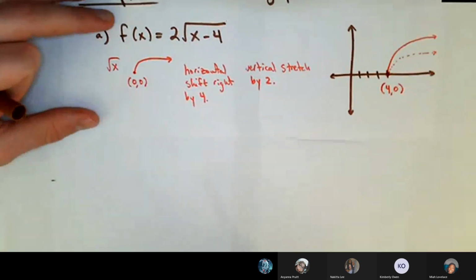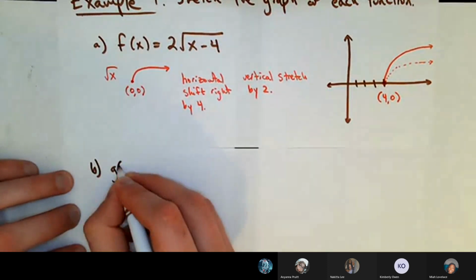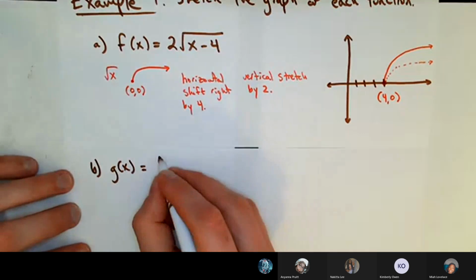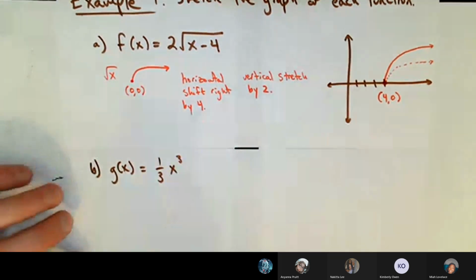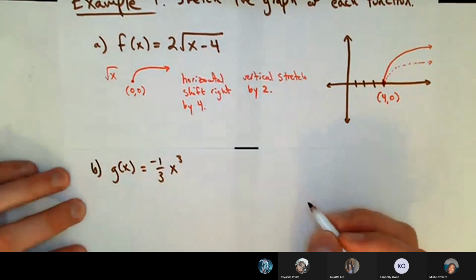Well, I'll leave that there for a moment, like that, while I write part B, which is g of x equals, what's another one? Let's see. 1/3 x cubed. Oh, and let's make it negative. Let's say negative 1/3 x cubed.